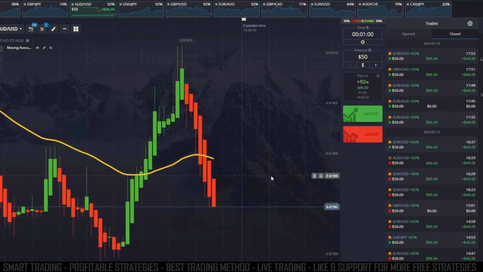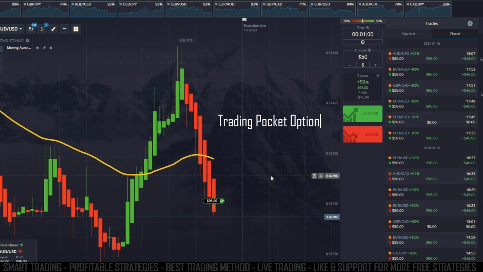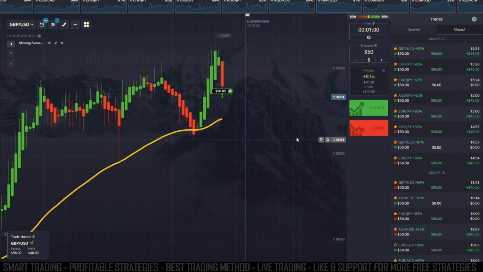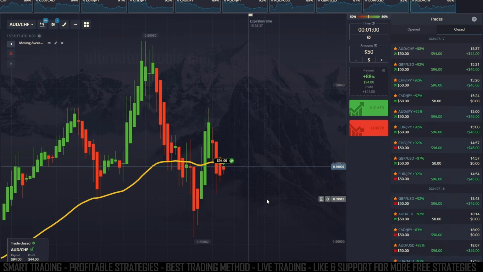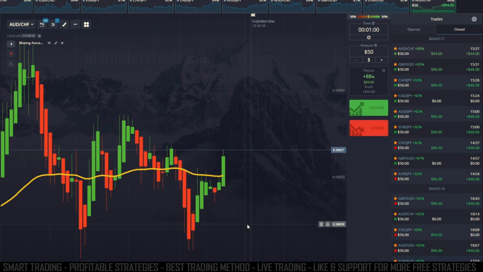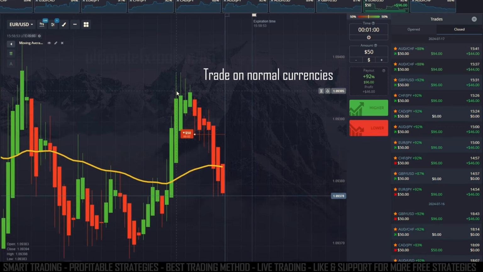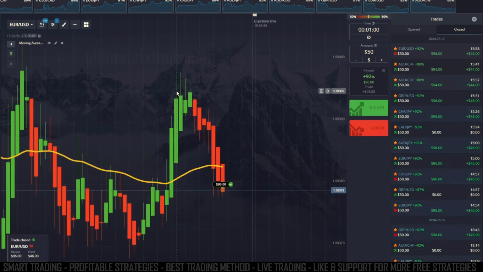We have discovered an incredible trading strategy with Pocket Option that we are excited to share with you. This strategy focuses on the most effective methods to achieve success when trading normal currencies rather than OTC ones. It is highly recommended to trade pairs that are connected to the Forex system for optimal results.